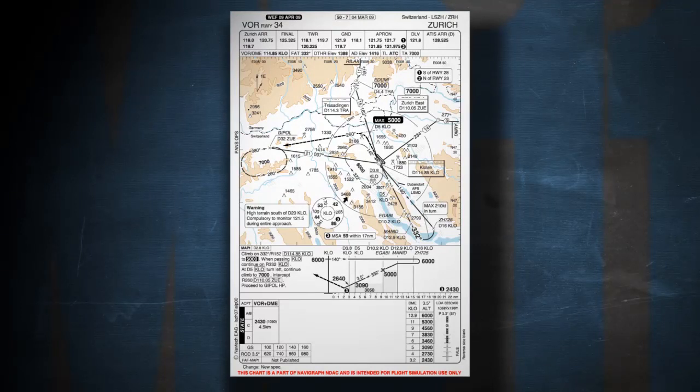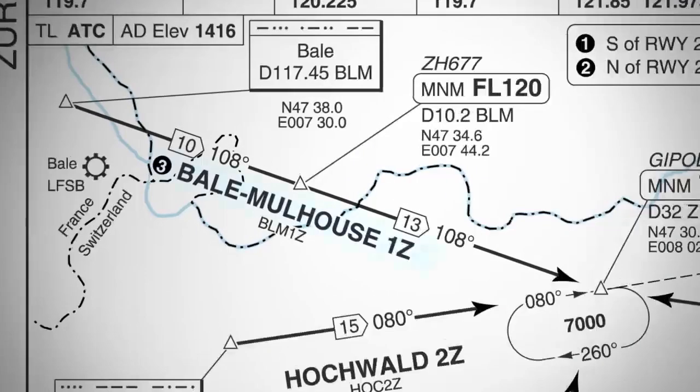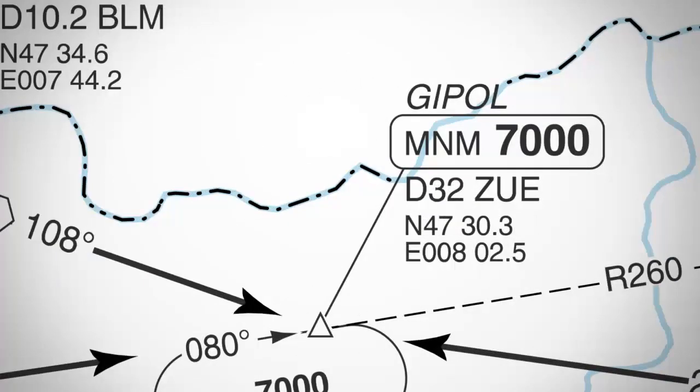There is nothing exceptional about this particular approach, but it will be fairly challenging, and it does involve some radio navigation, which some of you may not have done before in an airliner. It's pretty difficult. We will jump in the aircraft about 30 nautical miles north-northwest of the Bale VOR, and we'll be taking the Bale Molus 1 Zulu arrival as far as Gippel, where we will move over to the chart for the VOR 34 approach.